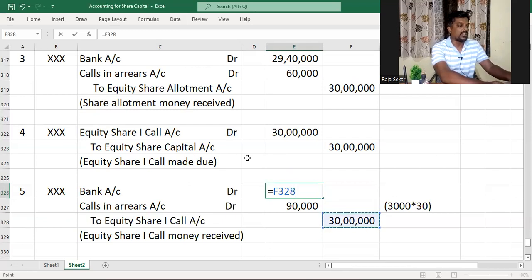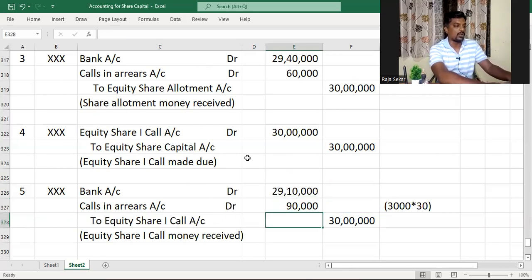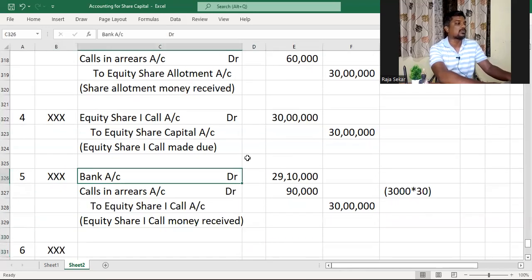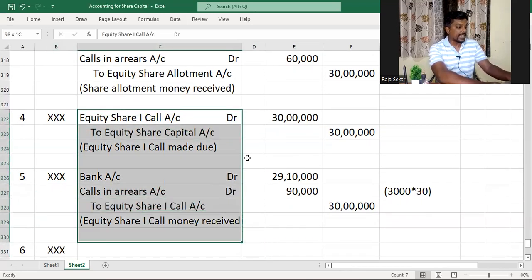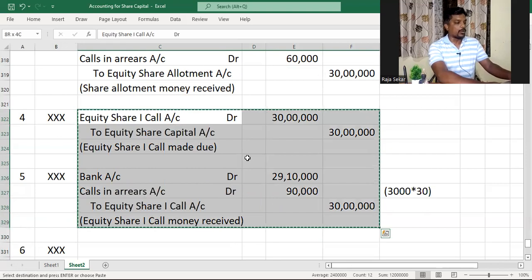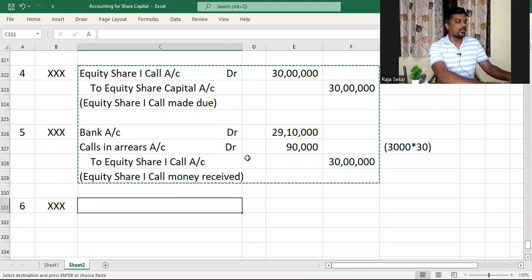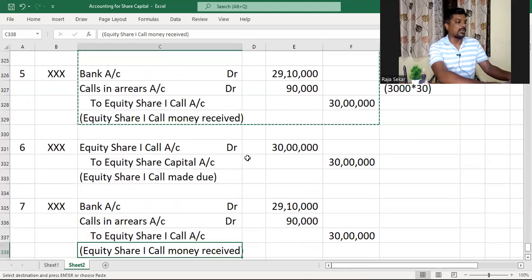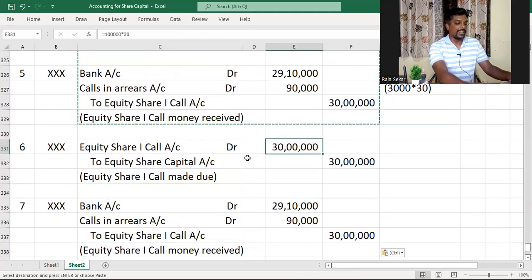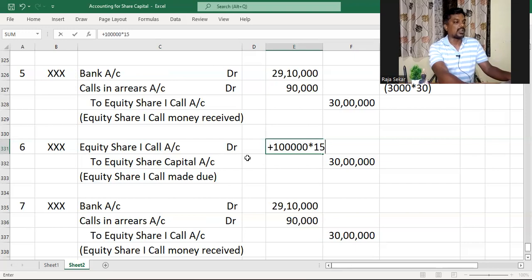The total amount of money received by us would be the 30 lakh that we made due minus the 90,000 that we did not receive. So 29 lakh 10,000. Similarly, when we make the second call due, we want to make it due for all these shareholders, including the defaulters, because we are expecting to receive that money from them. So second call was 15 rupees per share, and 1 lakh shares will be 15 lakhs.